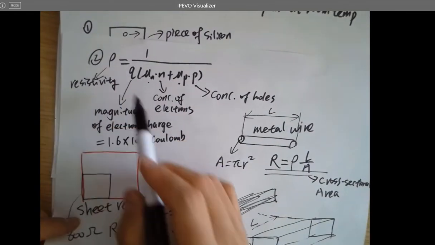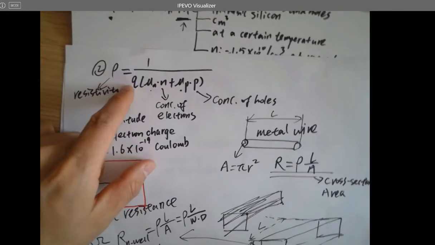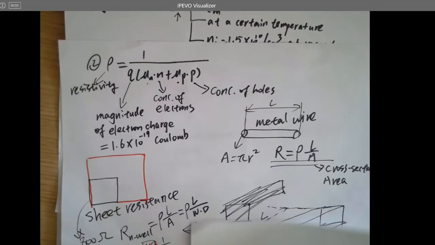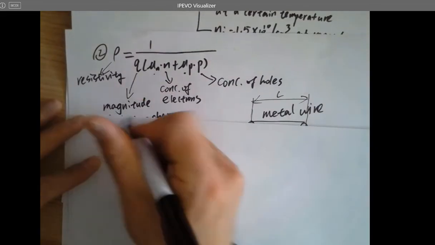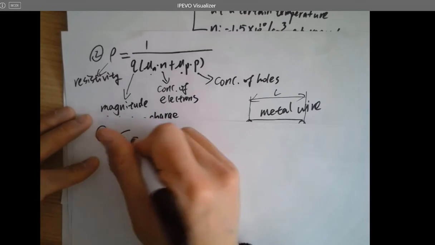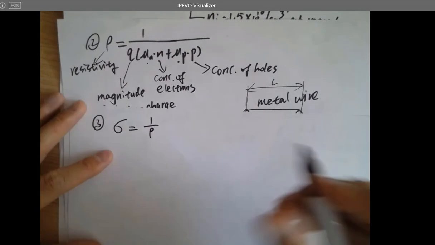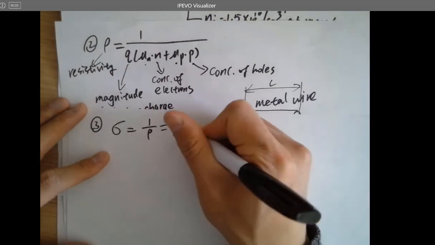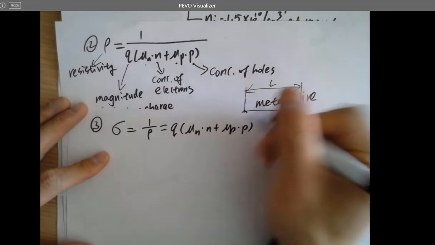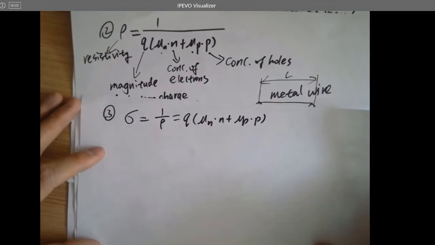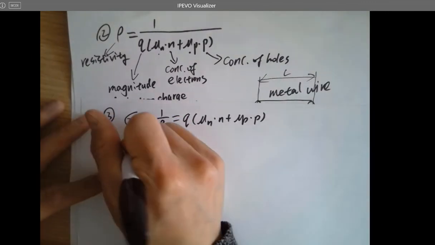This is a resistivity for the silicon semiconductor. It's a different equation. And according to that, there's another concept called conductivity. Sigma equals 1 over rho, which is Q times mu n times n plus mu p times p. Let's look at one example here.